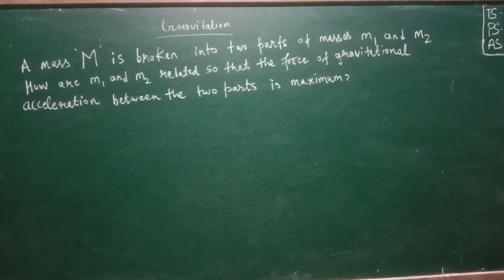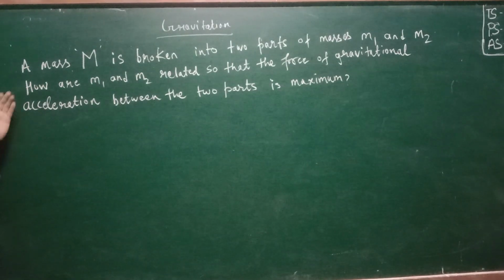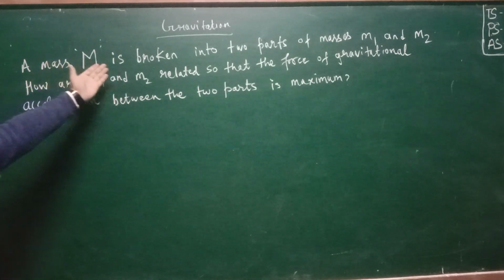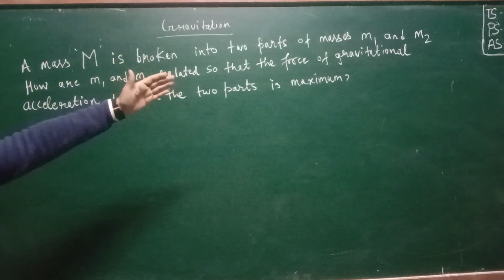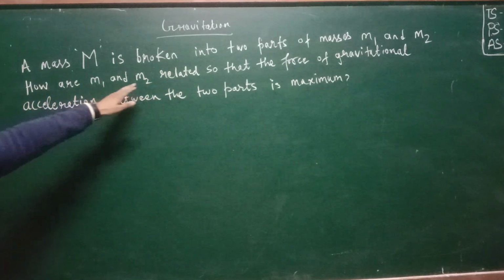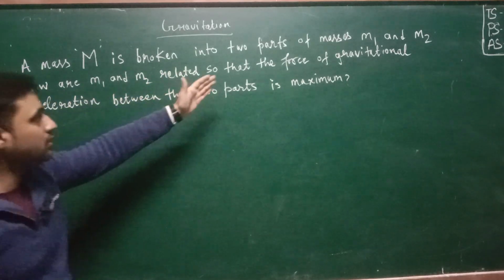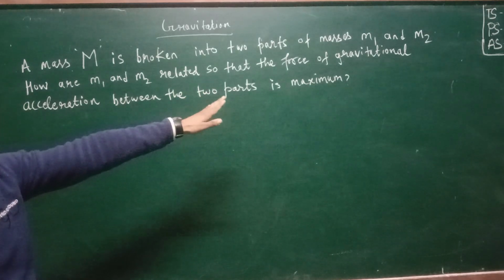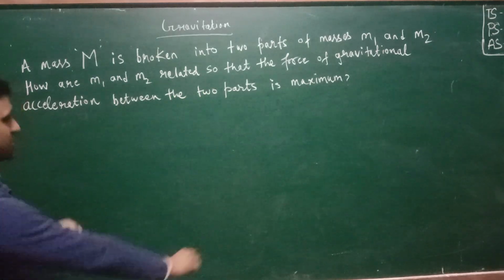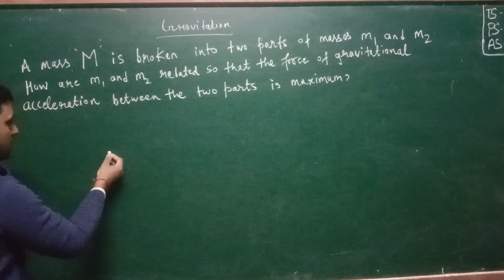Okay everyone, so we have a question that a mass capital M is broken into two parts of masses m1 and m2. How are m1 and m2 related so that the gravitational force between the two parts is maximum? What is the question? Let me make you understand.